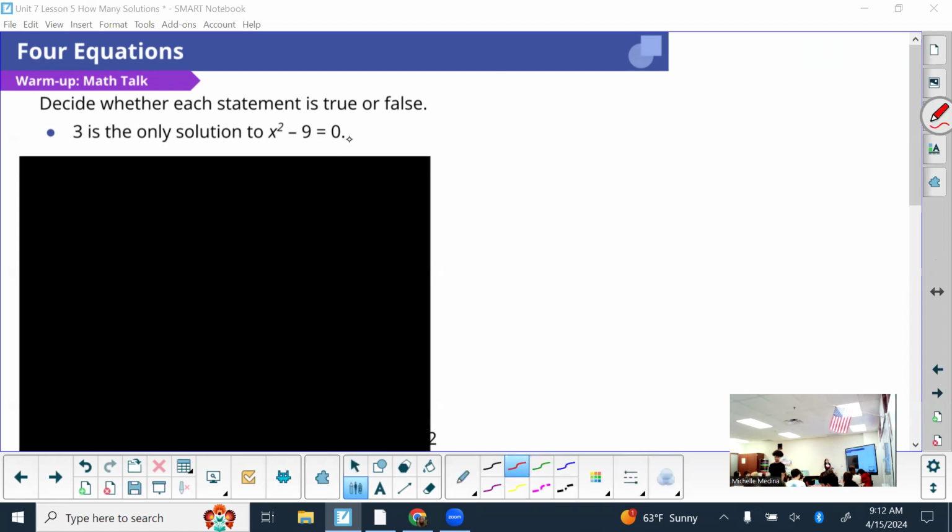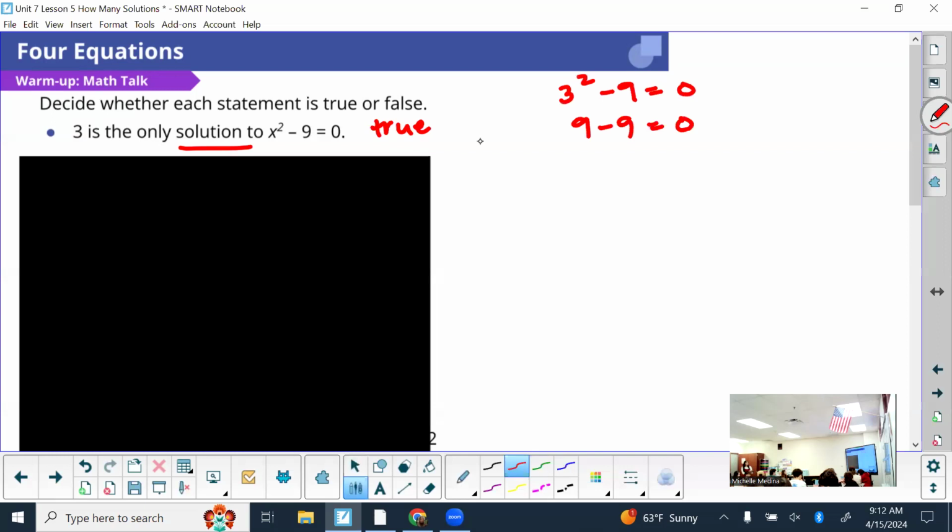Okay, Michaela, what do you think? True. All right, so solutions mean values for variables that make the statement true. So 3 squared minus 9, does that equal 0? Yeah, because 3 squared is 9, minus 9 does equal 0. So 3 is a solution. Is it the only solution?